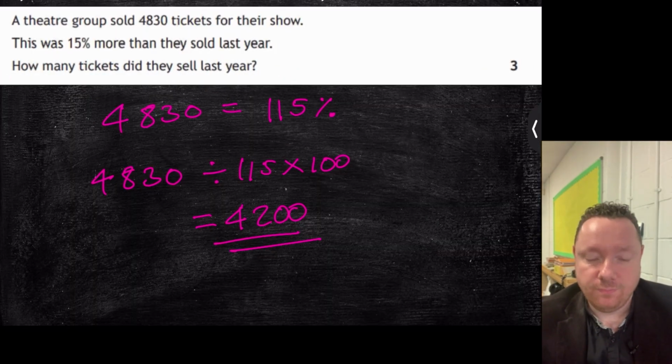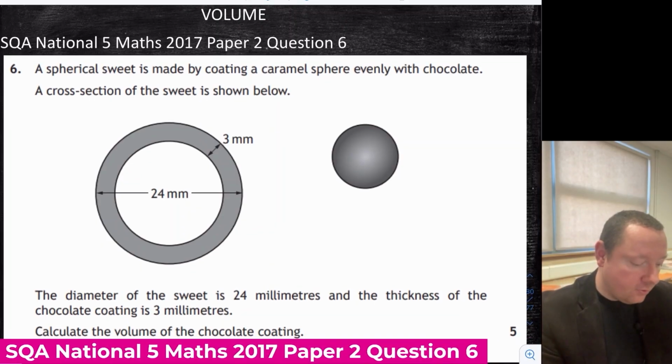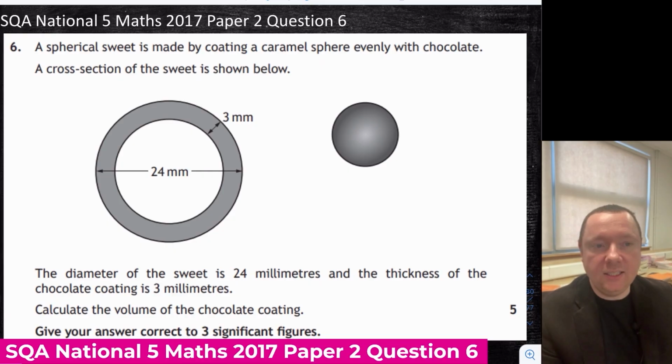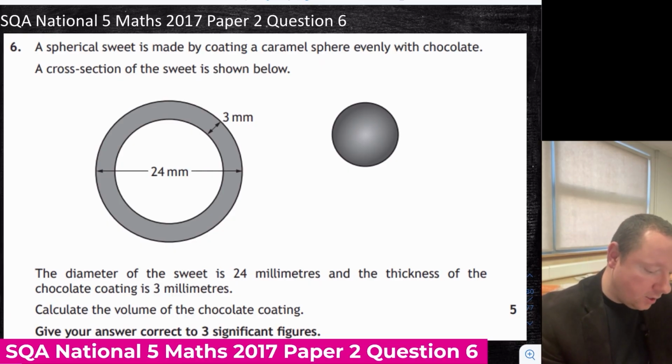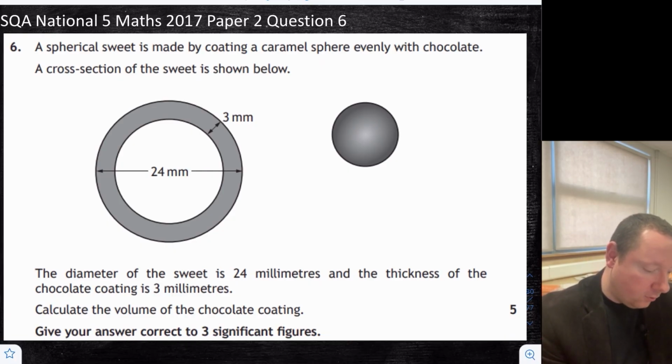And we're done there. A volume question, SQA National 5 Maths 2017, Paper 2, Question 6. It says a spherical sweet is made coating caramel sphere evenly with chocolate. A cross-section of sweet is shown. The diameter of the sweet is 22 millimeters and the thickness of the coating is 3 millimeters. Calculate the volume of the coating.